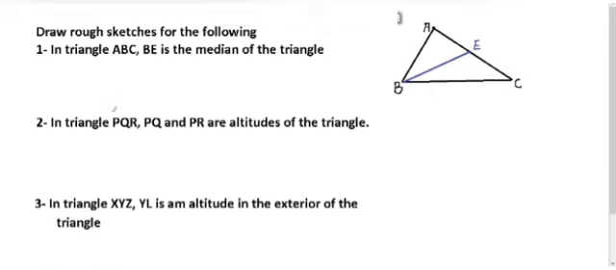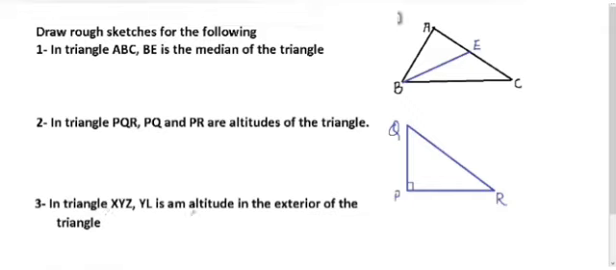Now again, in triangle PQR, PQ and PR are the altitudes. So again PQ and PR are the altitudes, which means two sides are altitudes. Now PQ and PR are altitudes, which means they are at 90 degrees. So this will be our required triangle.